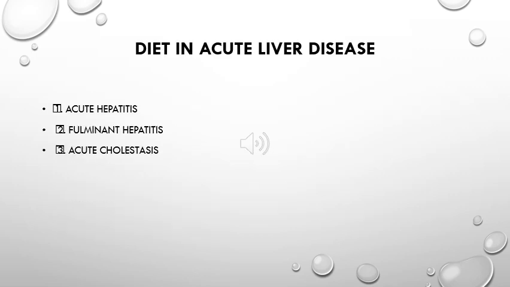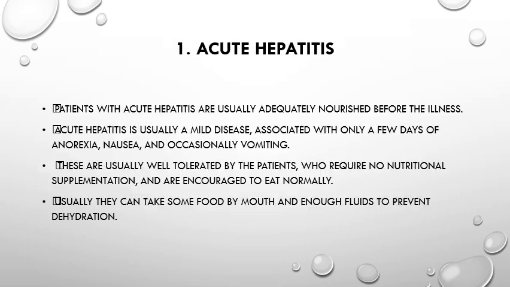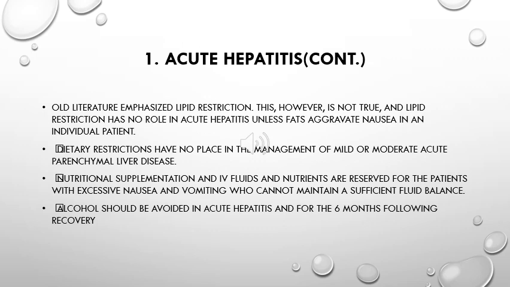Acute liver diseases are classified into three types: acute hepatitis, fulminant hepatitis, and acute cholestasis. IV fluid is reserved for patients with excessive nausea and vomiting. Alcohol should be avoided in a patient with acute hepatitis for at least 6 months following the recovery.